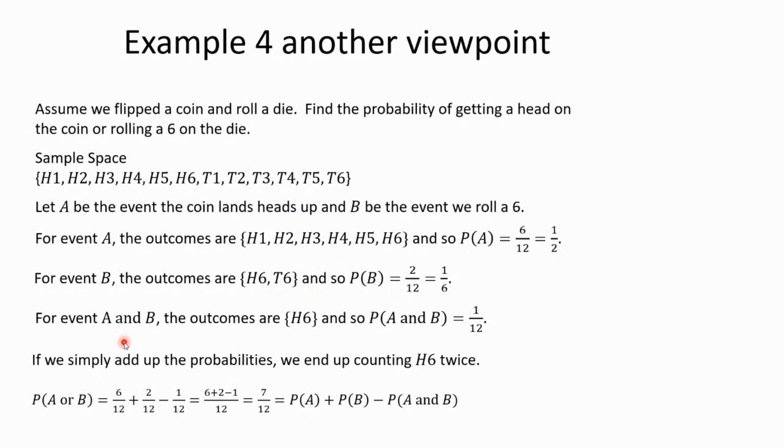But what about A and B? In other words, the coin landing heads up and rolling a 6. There's one outcome for that, right? H6. So the probability of A and B would be 1 out of 12.